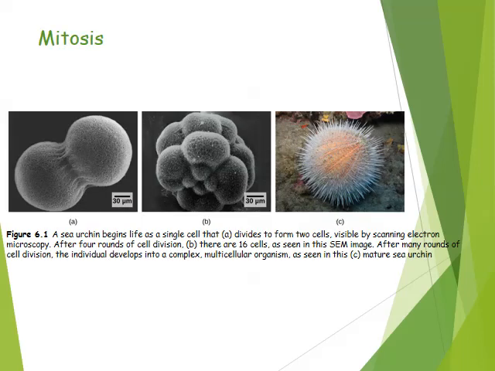This slide shows mitosis in a sea urchin. Sea urchin begins as a single cell. Then it divides to form 2 cells, 4 cells, 8 cells, and this can actually be viewed using a scanning electron microscope. Next, a small ball of cells forms. After that, many more rounds of cell division, you have a complex multicellular organism, which is a mature sea urchin. This is similar to the process that occurs in human development.